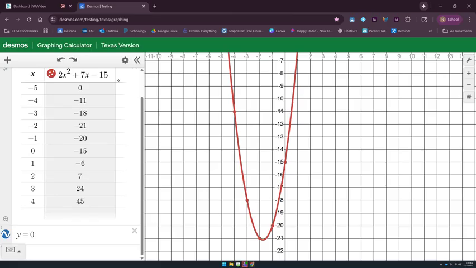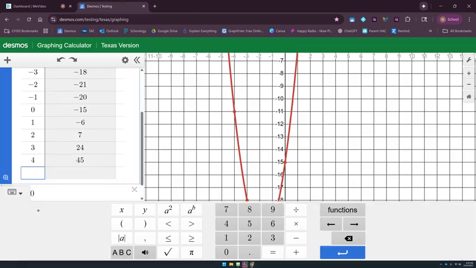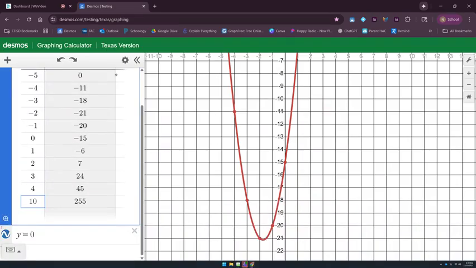Yeah, just literally type in 10. It's going to spit out a number. So I have to get rid of this real quick. If I was to type in 10 right here, then that is saying that, people let me type. This is saying f of 10 is equal to 255. Okay?